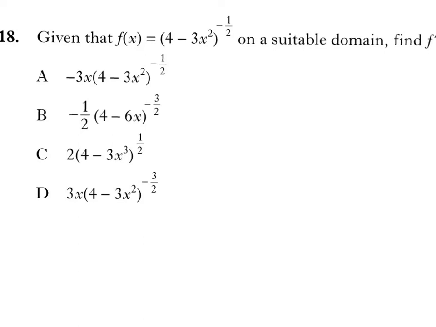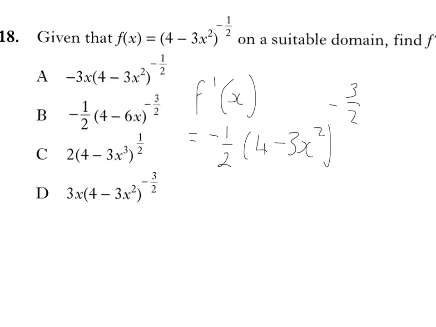Section 9, question 8. Given that f of x equals 4 minus 3x squared all to the power minus 1/2, find f dash x. So we've got a bracket to a power that we're differentiating, so differentiate the bracket and multiply by the derivative of what's inside the bracket. We've got 4 options there. So a bracket to the minus 1/2 becomes minus half of the bracket to the power minus 3 over 2, since minus a half take away 1, minus a half take away 2 over 2, is minus 3 over 2.